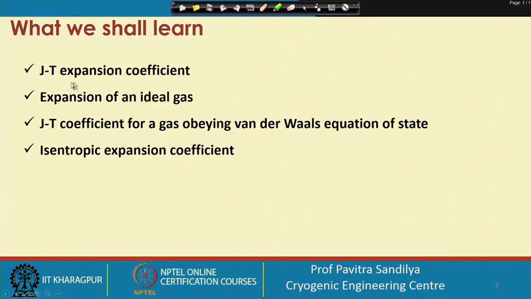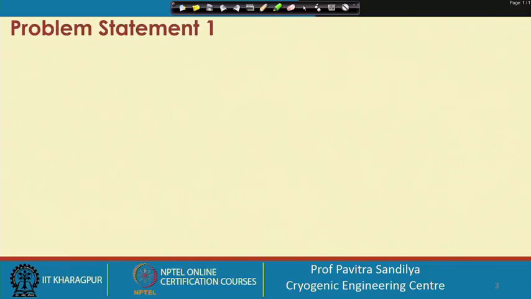So, what we shall learn? We shall learn about the JT expansion coefficient, the expansion of an ideal gas, the JT coefficient for a gas obeying van der Waals equation of state, and isentropic expansion coefficient. So, let us take the first problem.